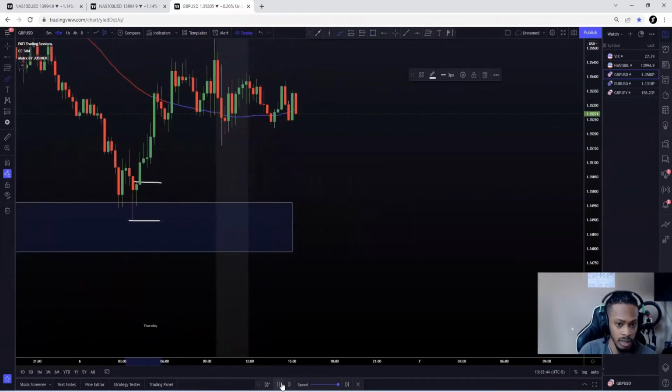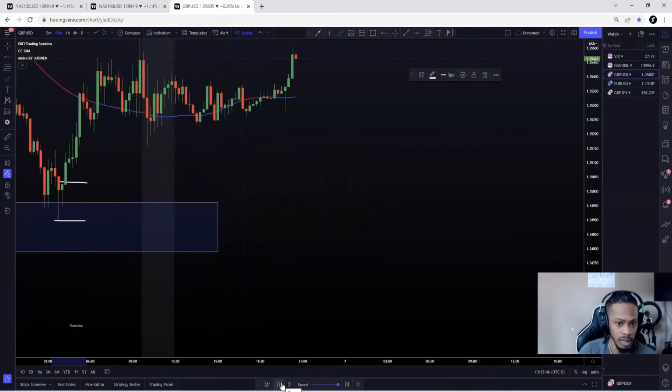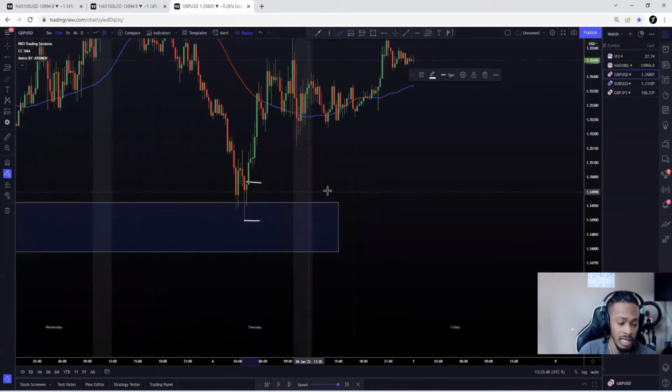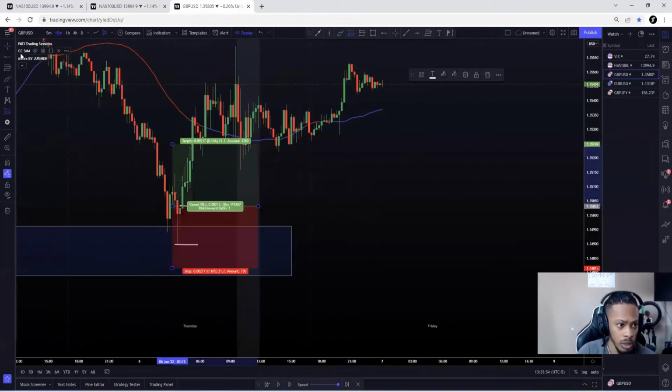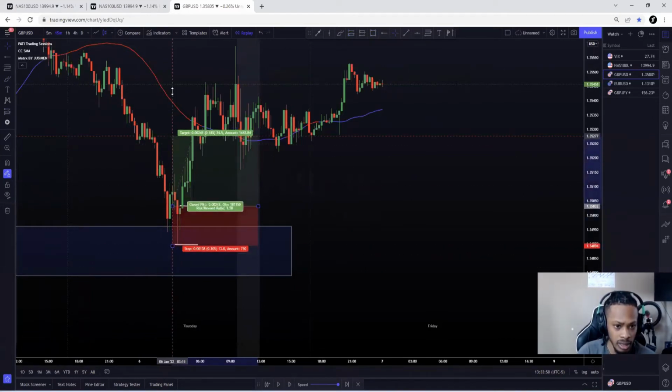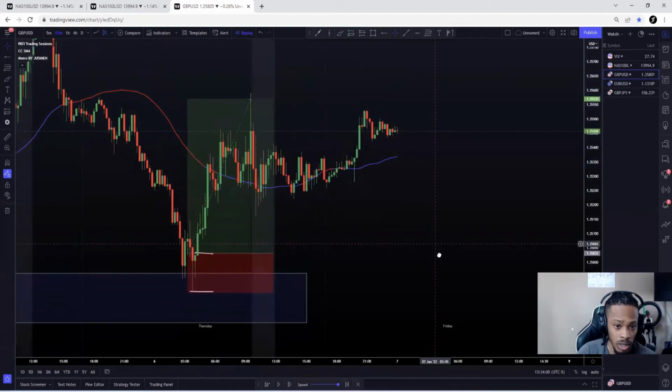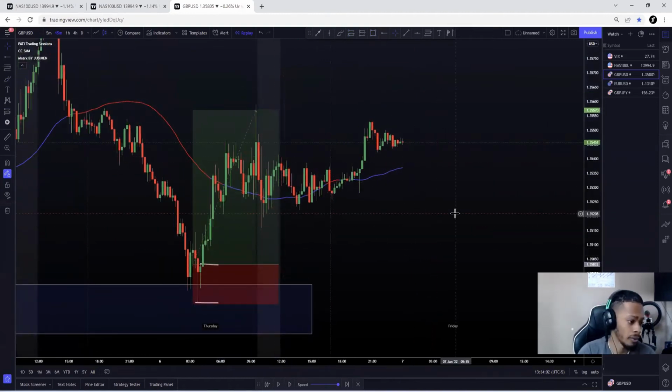Let's see if it's going to keep going up. I don't know if it did. That's a lot of patience right there. That is a lot of patience. But let's see what type of RR you would have got if you lost that first setup and then you would have taken the setup again. It gave you almost a 1 to 4. It literally gave you almost a 1 to 4.